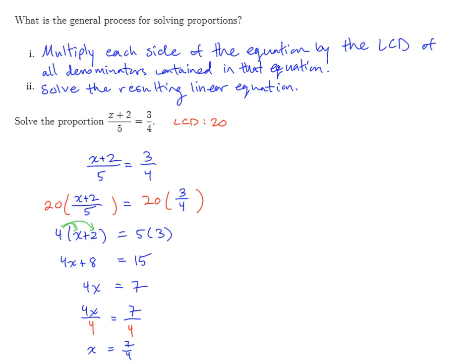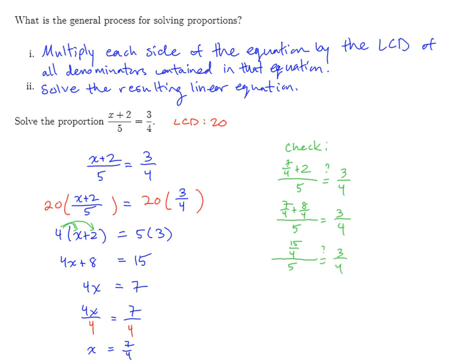The last thing that I want to do here is check my answer. So I'll come over and I'll perform a check. And I'll replace all instances of x with 7/4 and see if that makes the equation true. So I'm going to have 7/4 plus 2 over 5, and I'm checking, does that equal 3/4? So this is going to take a little bit of arithmetic here. To add that 7/4 and 2, I'll make that 7/4 plus 8/4. I'm rewriting that 2 as 8/4 in order to combine the fractions in that numerator. And that'll give me 15/4 over 5. And I'm checking, does that equal 3/4?